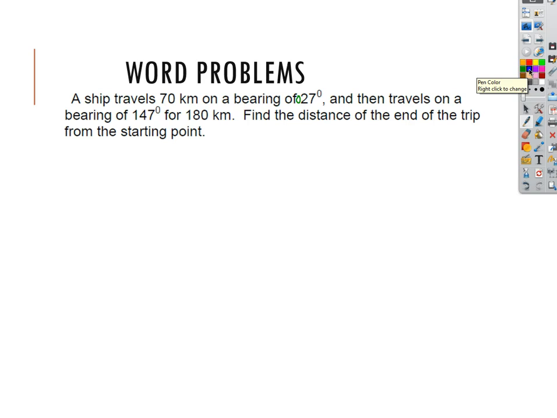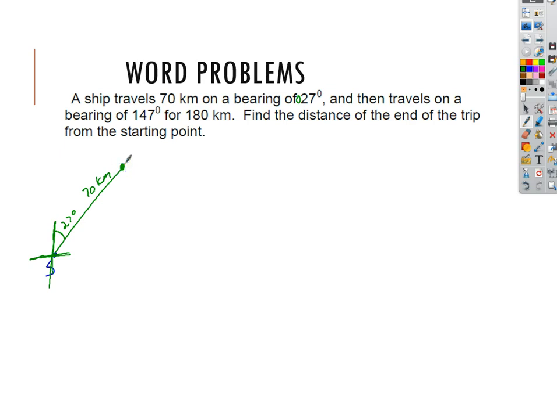Since there's a starting point and an end point, I'm going to start here with S for start. There's my point. Boom. And it says I'm on a bearing of 027 degrees. So I bring out my little thing. 027 degrees means this right here is 27 degrees. I go out for 70 kilometers, and I draw a point.